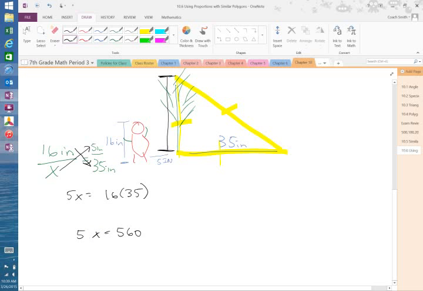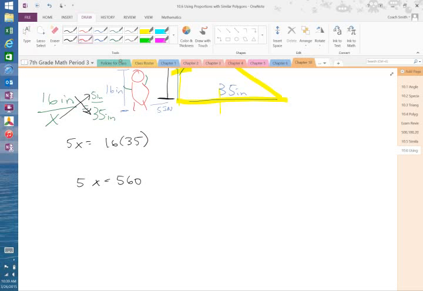I'm assuming somebody else got 560 besides Nick. Okay, so we want to check our work. So then you take and divide by 5 to both sides. And that gives me what? 112. So the height of the tree is 112.